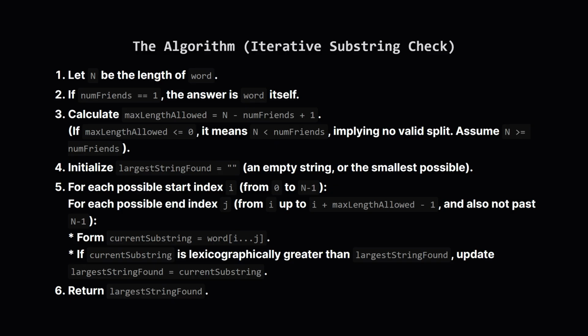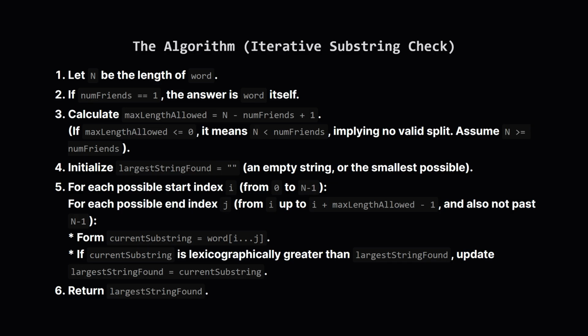If it's 0 or less, it means the word is too short to be split among that many friends, but the problem implies valid splits are possible. Then, we'll need a variable, say, largest string found, and we'll start it off as an empty string, or something guaranteed to be smaller than any real substring.